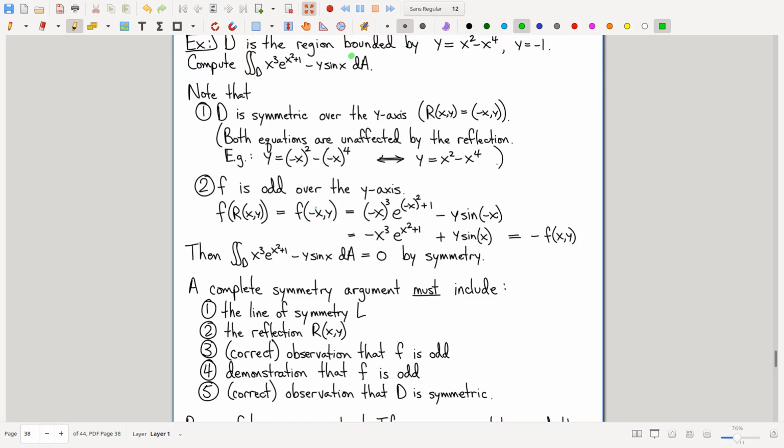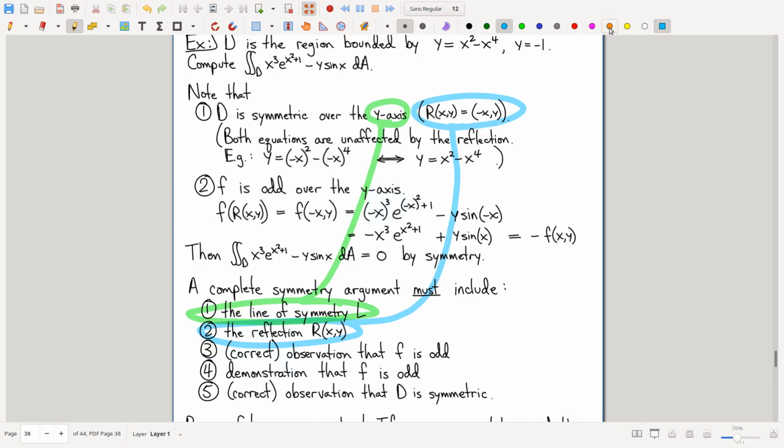But again, you do have to give me a complete symmetry argument, and for a complete symmetry argument, I require 5 specific things that I think are non-obvious. So in particular, you're going to have to tell me what is the line of symmetry. Note I did in this explanation here, I wrote that's the y-axis. You're going to have to tell me what your formula is for your reflection, your explicit formula for the reflection.